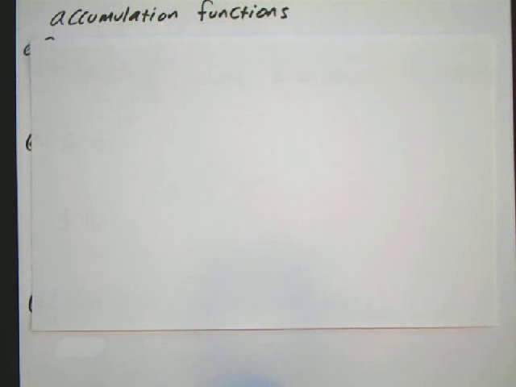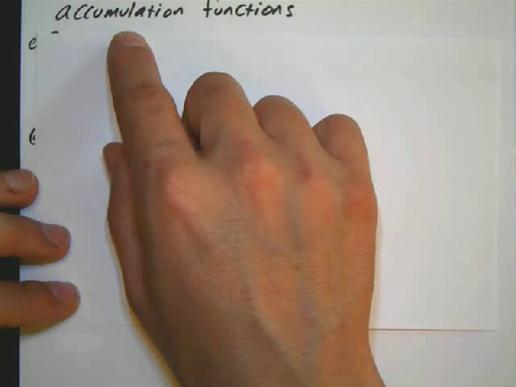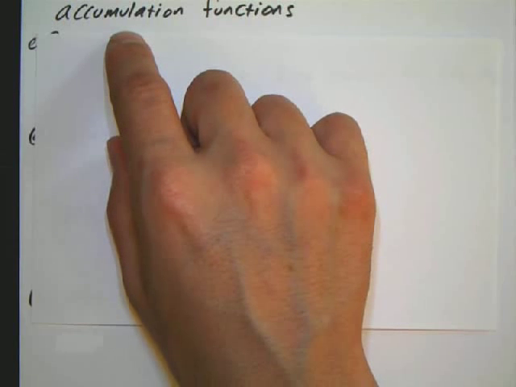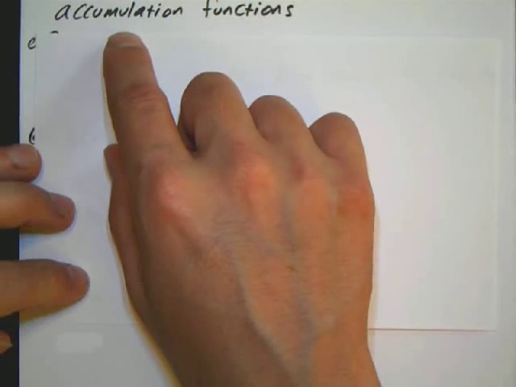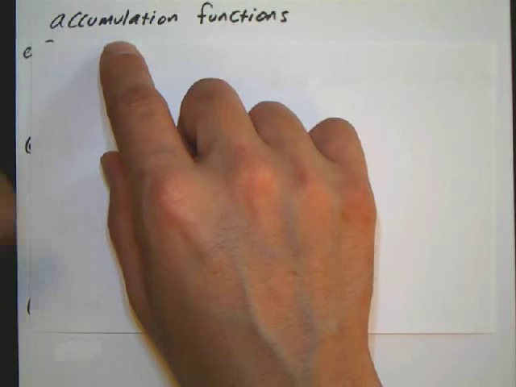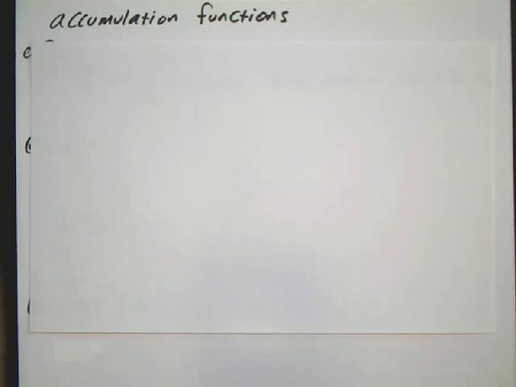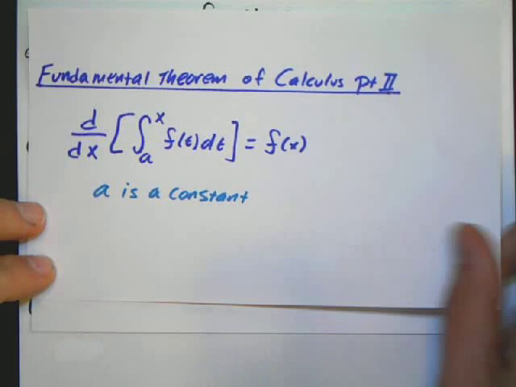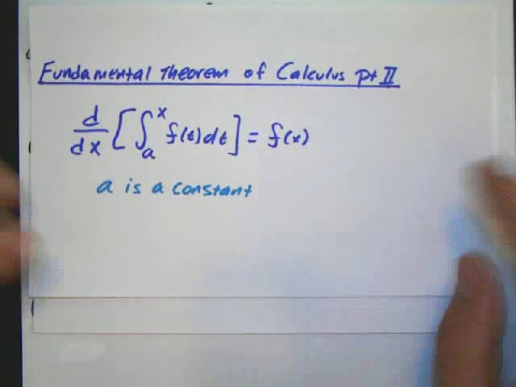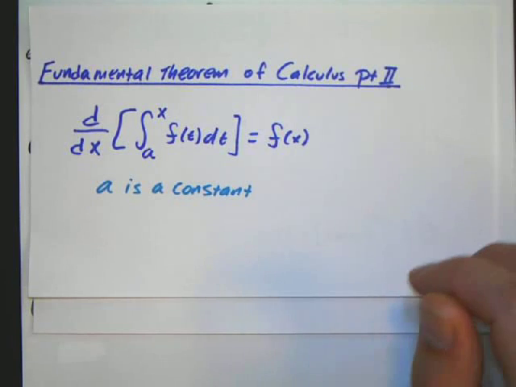This is 4.4 dealing with the accumulation function. Now, an accumulation function is essentially a function that accumulates area. So it's not going to be that much of a departure from what we've been doing already with integrals and the area under the curve. But it does bring up something called the fundamental theorem of calculus part 2. So I'll give you a moment to pause it and copy it.